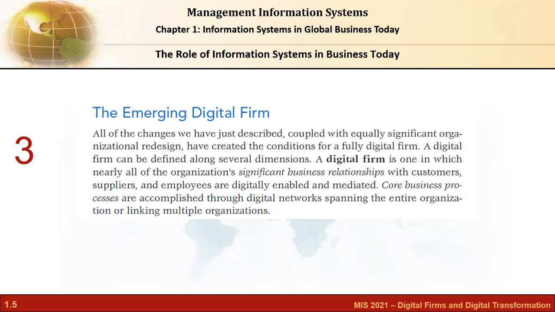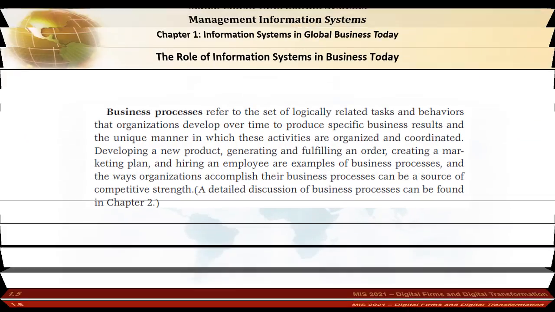And the core business processes are accomplished and completed through digital networks, connecting the entire organization and linking its parts together. Again, the core business processes are operated and accomplished through digital networks, connecting all parts of the organization, all employees, and all partners of the organization. So that's the concept and overview of the digital firm.